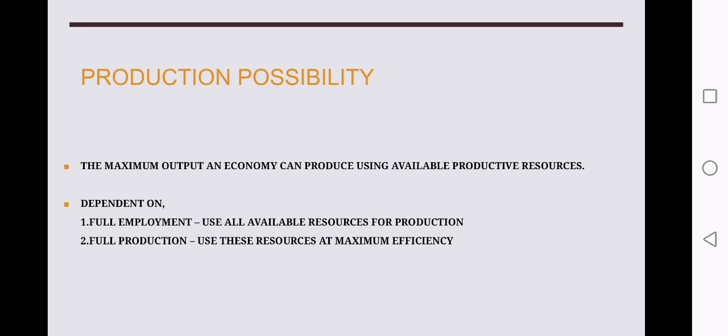Now that we're talking about production, we should know that in order for production possibility to happen in an economy, it should satisfy two conditions: full employment and full production. Full employment is that you use all the available resources in the economy for the production process. Full production is, now that you are using all the resources, you should use these resources with maximum efficiency. When both these are satisfied, you achieve production possibility.